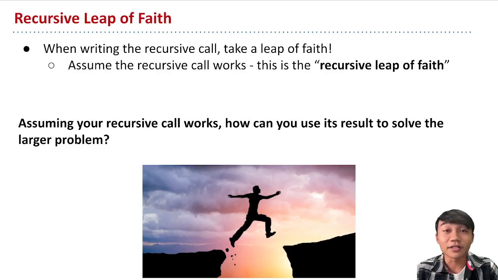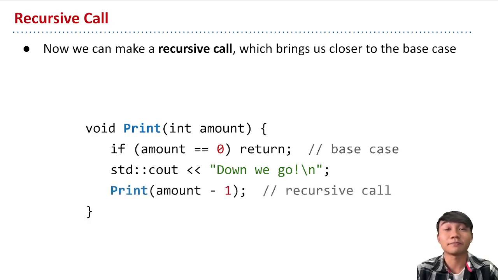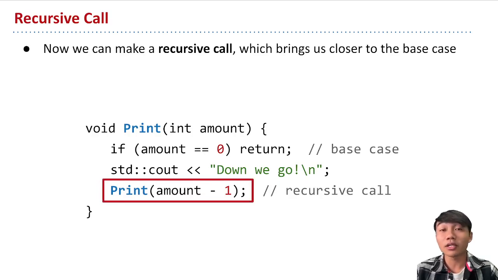So taking it back to the print function. If we pass in 10 as the amount and we print out once here, we need to print out 9 more times. More generally, we need to print 1 less time than the given amount because we're printing out once here in the function body. So we can make a recursive call on amount minus 1. This is where we take our recursive leap of faith. Assume that this recursive call does what we expect, which is to print the remaining amount minus 1 times. Assuming it's done that, since we've printed out once in the function body, we've accomplished our larger goal of printing to the console based on the given amount.